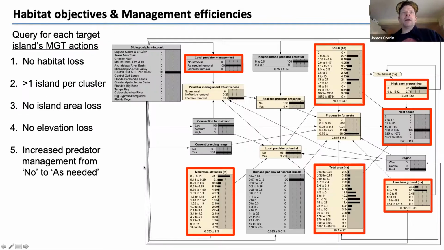So we can go back, and I've tried a couple of other things to solve it. One thing I've done is increase predator management from no to as needed. And I've increased the number of islands per cluster. This has some justification in the eastern region, because there are cases where pelican colonies will be on one island for a few years, and then they'll move their breeding colony to a nearby island and be there for a couple of years. So they'll hop around. But neither of these has given me, in the simulations, a scenario where I can actually meet the population objectives for the Central Gulf and Florida Panhandle coast. So there's some more work to be done there.